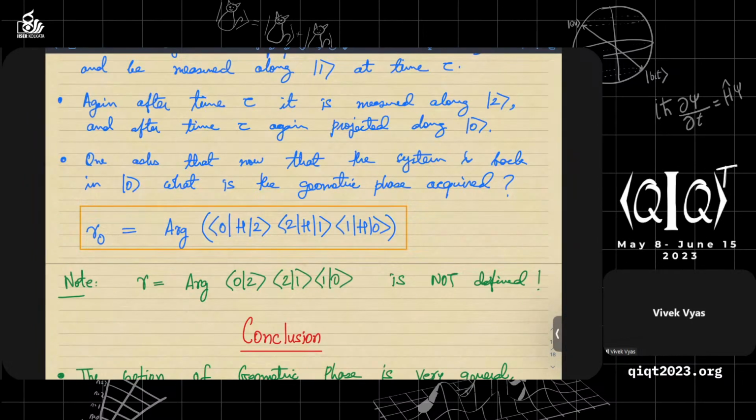It won't be the old geometric phase that you would have expected, because that is not even defined. 0 and 1 are orthogonal, 1 and 2 are orthogonal, 2 and 0 are orthogonal, so you cannot even define it. And you can measure this.